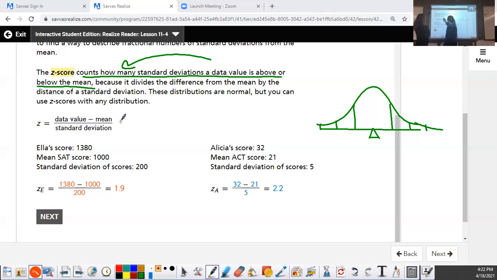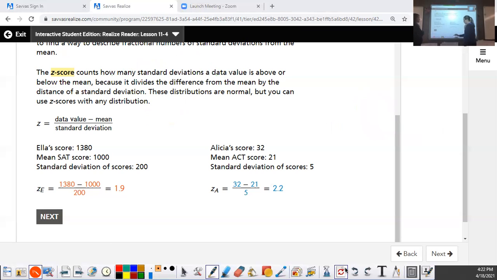Sometimes you'll see this written as x minus x bar over sigma. That's how you'll probably see it all the time from here on out. We put our real data value in and take away the mean. If you're below the mean, you're going to be negative. If you're above the mean, you're going to be positive. And that will be important.